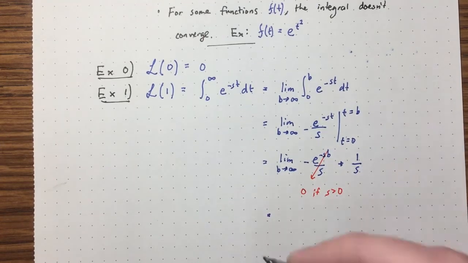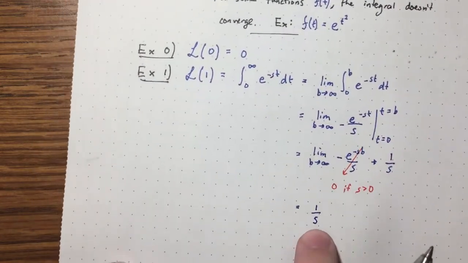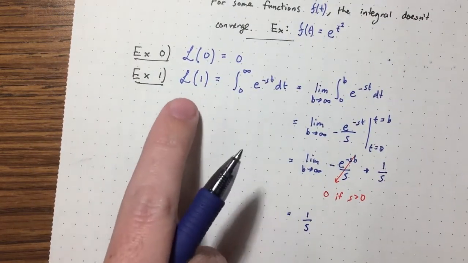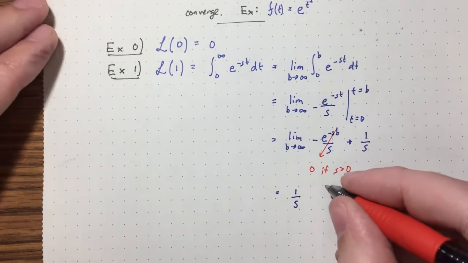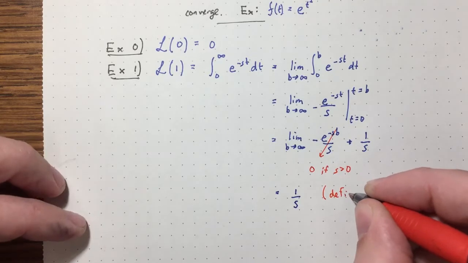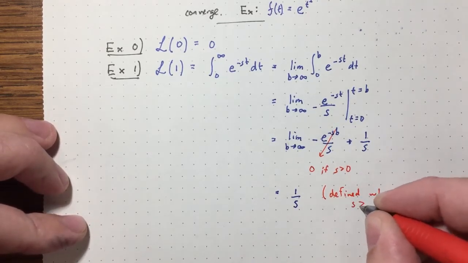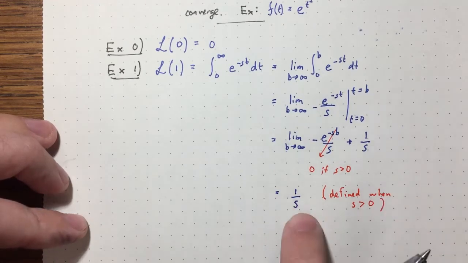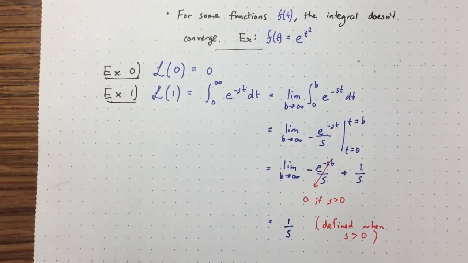Okay. And what do we get? We're just left with this 1 over s. Okay, so just like we were talking about up here, we get a function of s as the answer. So the Laplace transform of 1 is 1 over s. And I just want to point out that this is only defined when s is positive. Otherwise, this is not the Laplace transform, right? Because we couldn't even do this integral if s were negative.